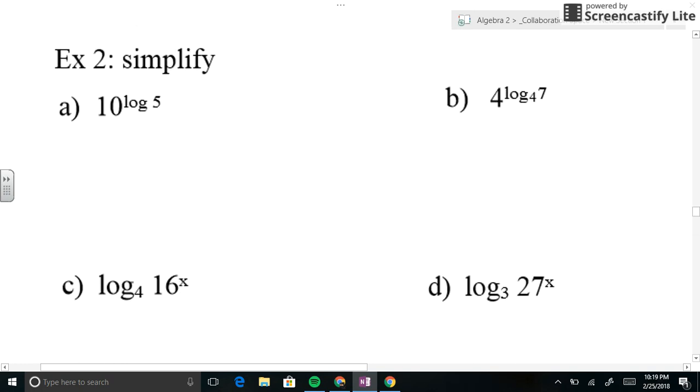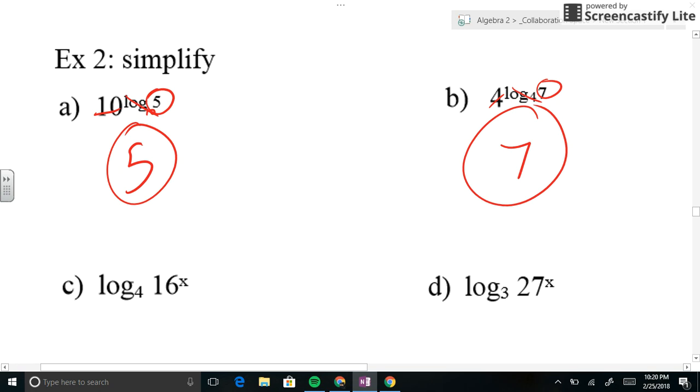Let's try to simplify a few. So 10 to the log of 5. Now we just went over when you don't see a base, you assume that the base is 10. So what happens if we have a base of 10 and a log base 10? Well, these are basically the opposite of each other. So the 10 and the log base 10 will cancel out. So the answer to this expression is 5. Well, we got a 4 raised to the log base 4. So a 4 and a log base 4 will cancel out. So the answer to this one is 7.